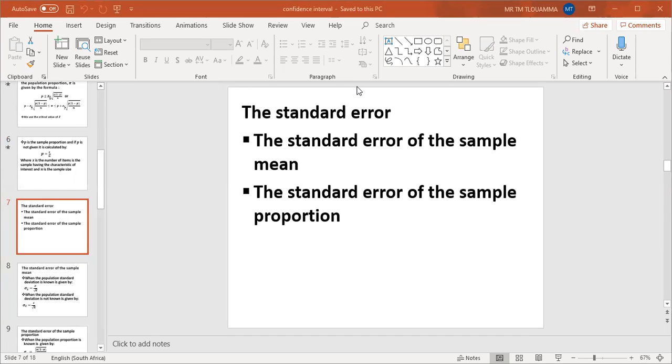Guys, am I still audible? Because it says my connection is unstable. Yes. Okay. Audible.